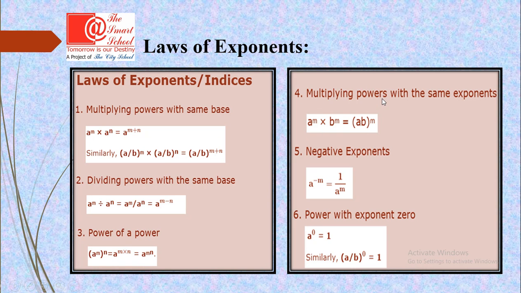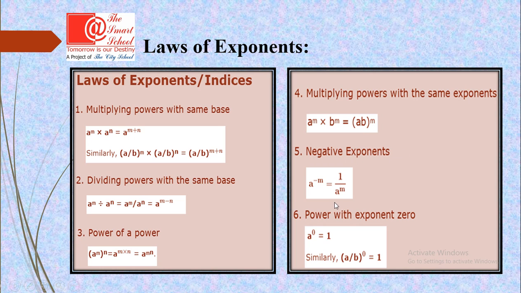Now multiplying powers with the same exponents. If the base is different but the exponent is same, we have to multiply base and write power once, or exponent once. So a multiplied by b is ab and the power is m.